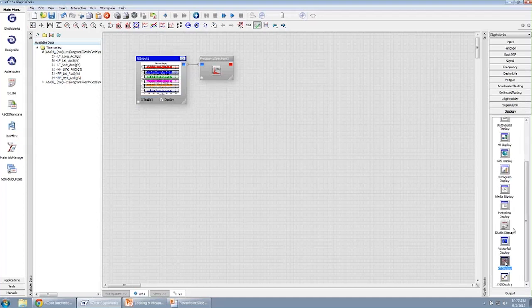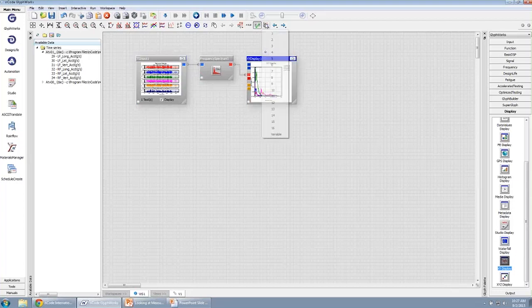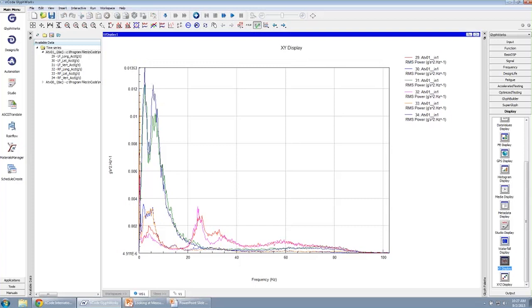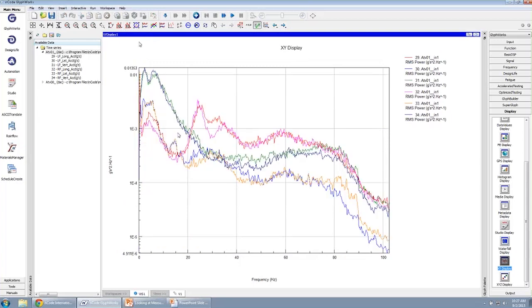I'm going to display that on an XY display. So now that we have everything attached, let's go ahead and hit the run button. And now we can look at our 6 channels in the frequency domain. So let's choose to display all 6 and enlarge that. Many times we will flip the y-axis to a log scale. And now we can see up to just past 100 Hertz the frequency content of my 6 measured channels.